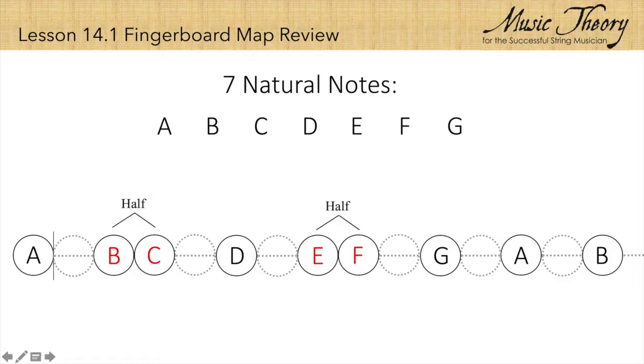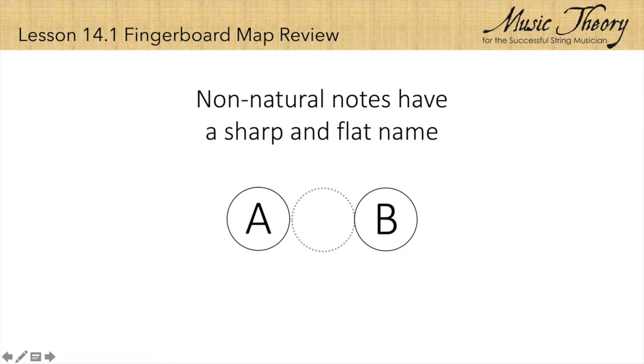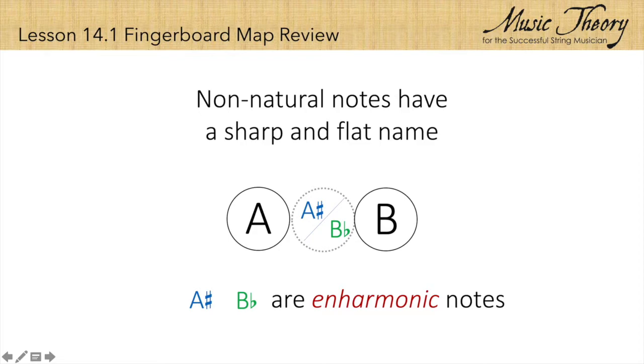Some notes like B and C and E and F are separated by a half step, which has no note in between them. All of the other notes are separated by whole steps, which each have a space in between them. These natural notes, separated by a whole step, have a sharp and a flat name in between them. This relationship between the sharp and flat note is called enharmonic.